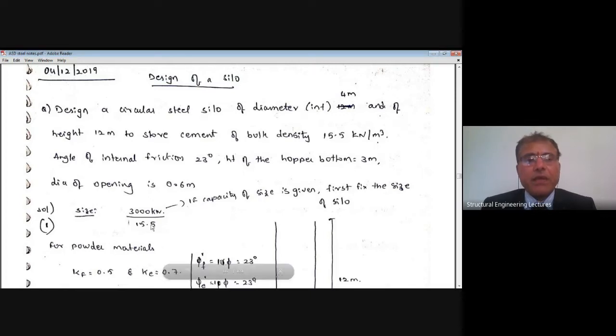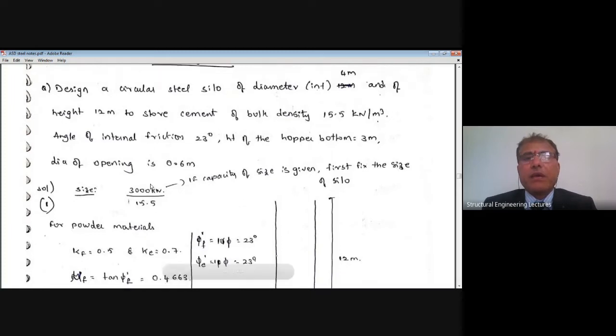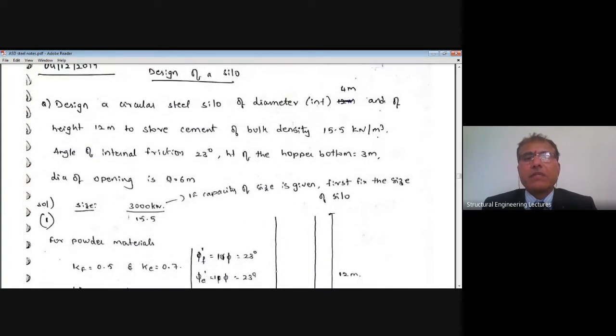Here the size is already given: internal diameter is 4 meters and the height of the cylindrical portion is 12 meters. Sometimes it may be given that you propose the size of the steel silo to store cement of say 3000 kilonewtons. Then if such data is given, you divide by the density so that you will get the capacity, how many meter cube of internal storage is required.